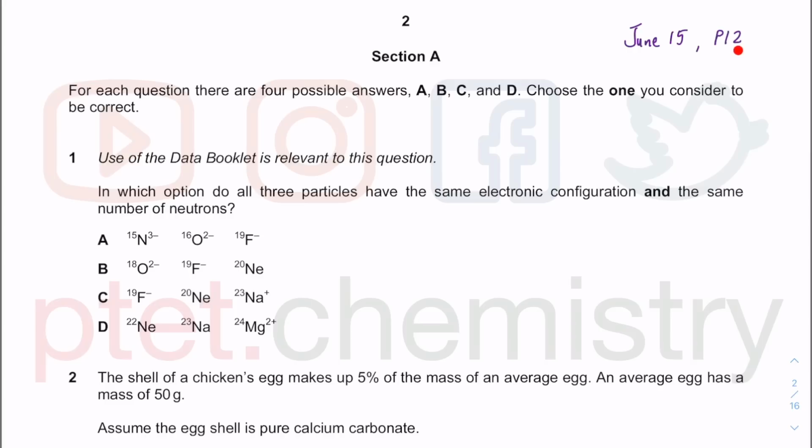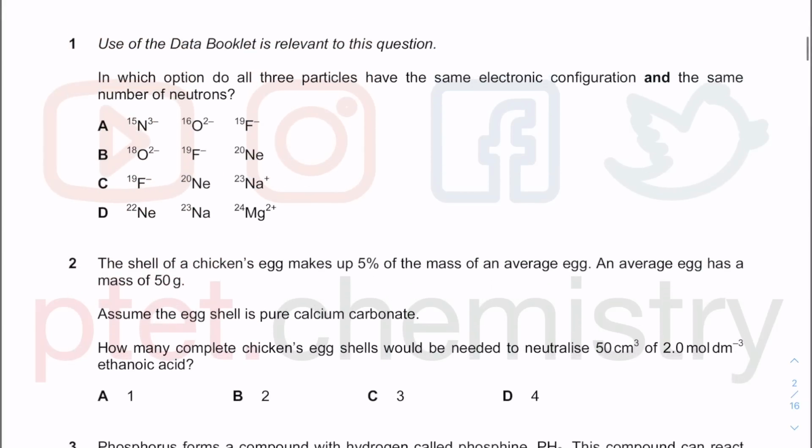So paper 1, variant 2 for the different regions, different set of questions, but still covering pretty much the same learning objective as what the syllabus intends for this 16 to 18 years old A-level curriculum. In this first question, even though they had talked about the use of data booklet, which is relevant, we know that the data booklet is being phased out from being a separate booklet into being embedded within the question paper itself as per the new 2022 syllabus onwards. Anyway, so we're looking at the same electronic configuration and also the same number of neutrons.